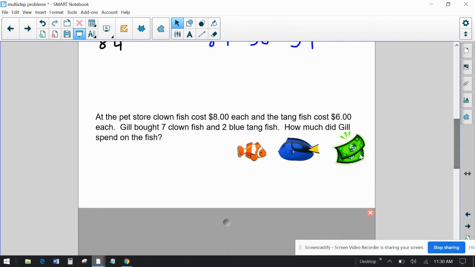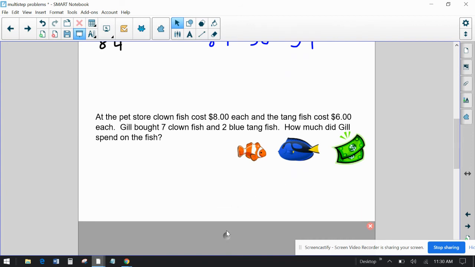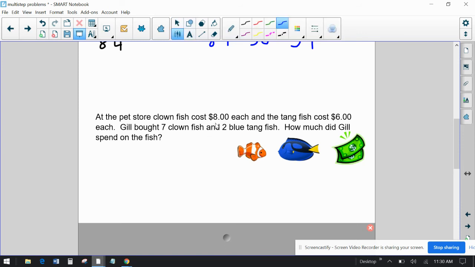This one at the pet store, clownfish cost $8 each, and the tangfish cost $6 each. Gil bought 7 clownfish and 2 tangfish. So now we're learning how much each costs, and then we find out that Gil bought 7 clown and 2 blue tang. Maybe I'll color code this since I have the ability. 2 tang and the blue, everything blue is for the tangfish. There we go.